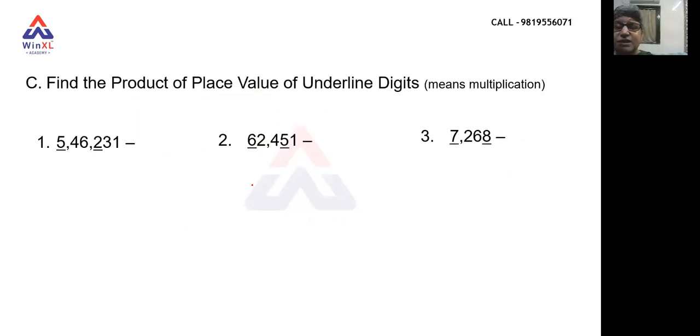Next type of question is find the product of place values of underlined digit. It means first we find out the place value of the underlined digit and then we do the product. Product means multiplication. So here, however big the number may be, it is very easy to find out the product of place value of underlined digit. So we write down here 5 zeros in front of 5.